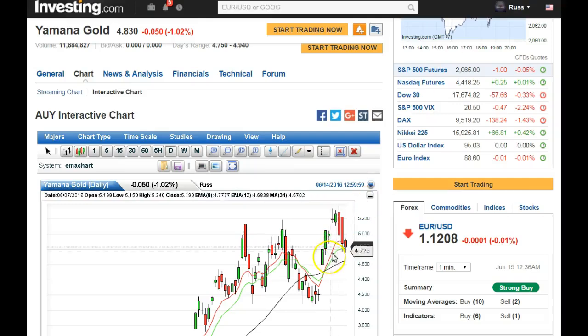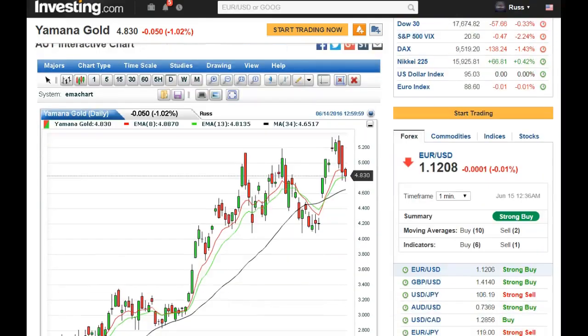Yamana, trying to find a bottom on this. Always like trading this one, but don't know where the bottom is yet. All I see is continuation. We got support, final line of support on the daily is 465.